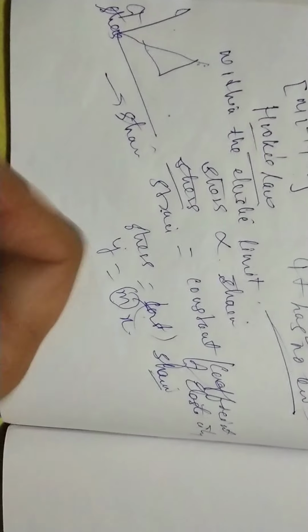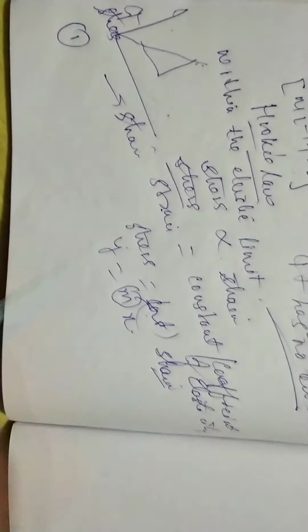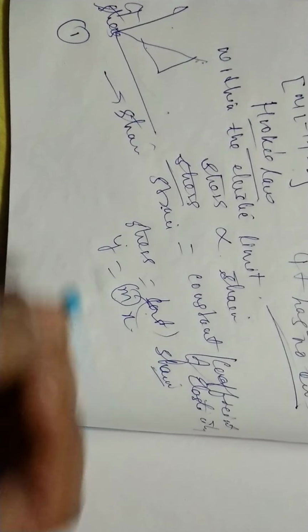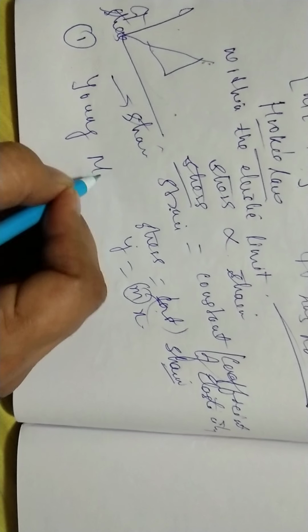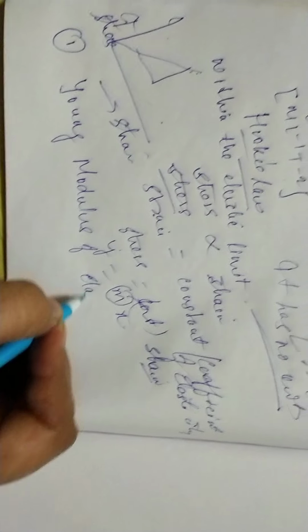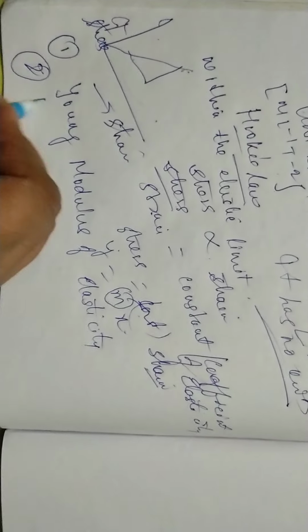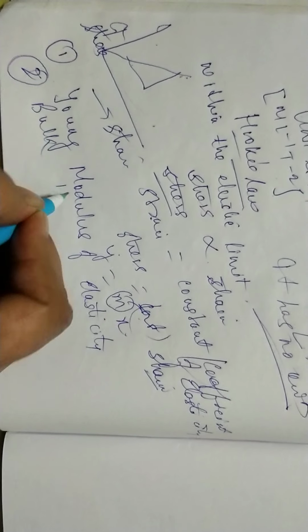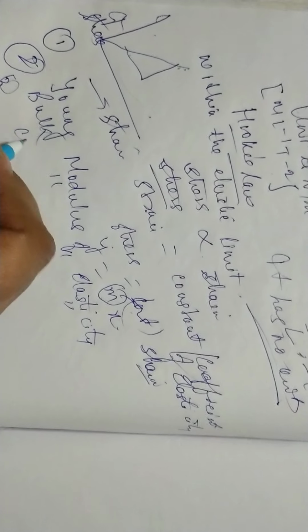Now let us look more at the different types of coefficient of elasticity. We are dealing with three different types. First one is Young's modulus. Second one is bulk modulus, and the third one is coefficient of rigidity.